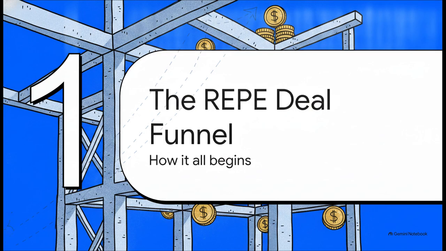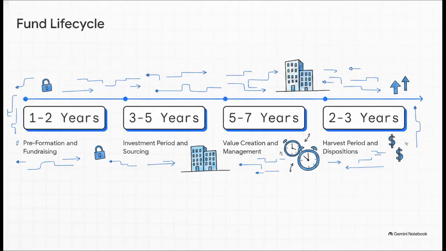Before a building is ever bought, you've got to establish a massive structural framework to actually hold the capital. To really grasp how these assets are manufactured, we first have to look at the huge timeline governing these institutional funds. REPE funds are typically structured as closed-end limited partnerships with a lifespan of around 10 to 12 years. During that initial 1 to 2 year fundraising phase, capital commitments are legally locked in. Then the fund enters its most active stage, the 3 to 5 year investment period.